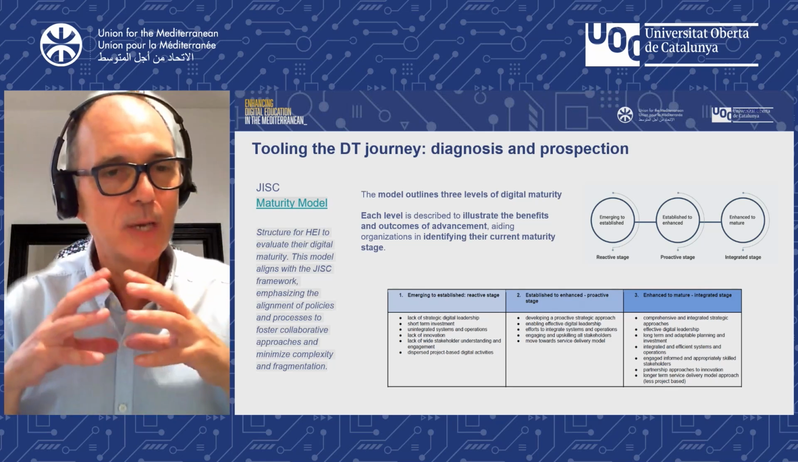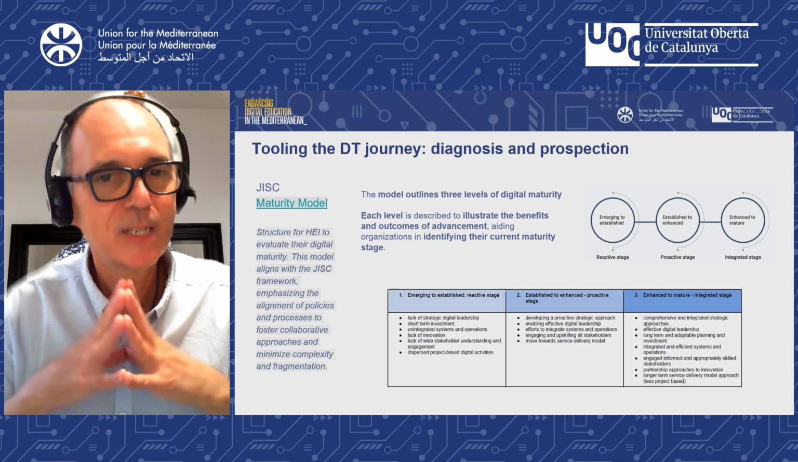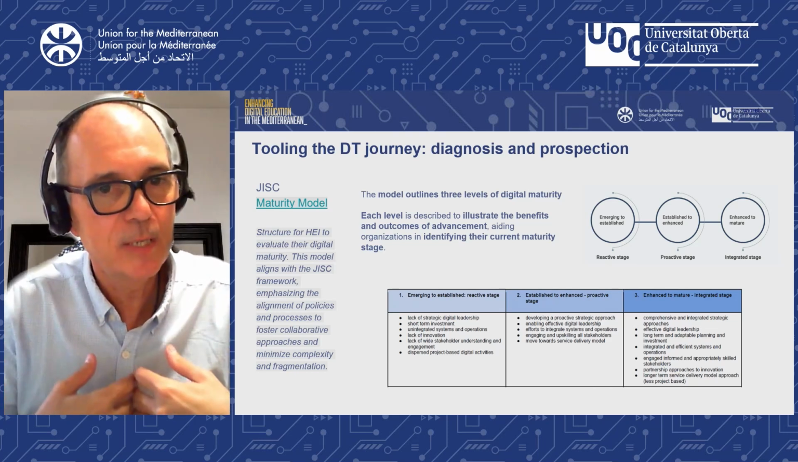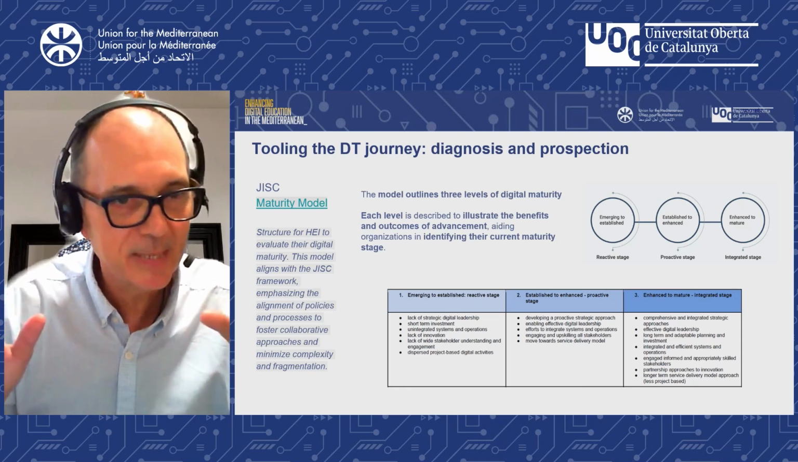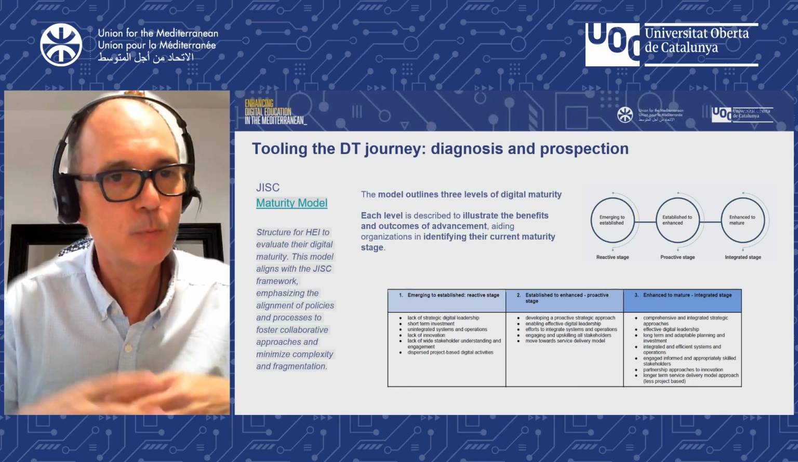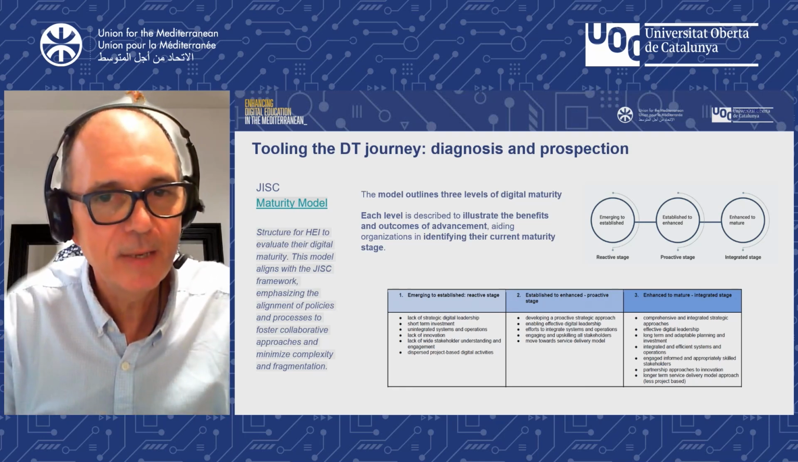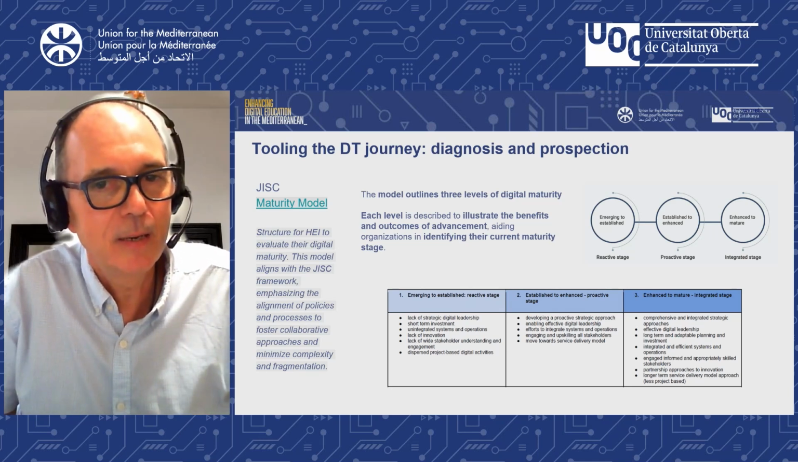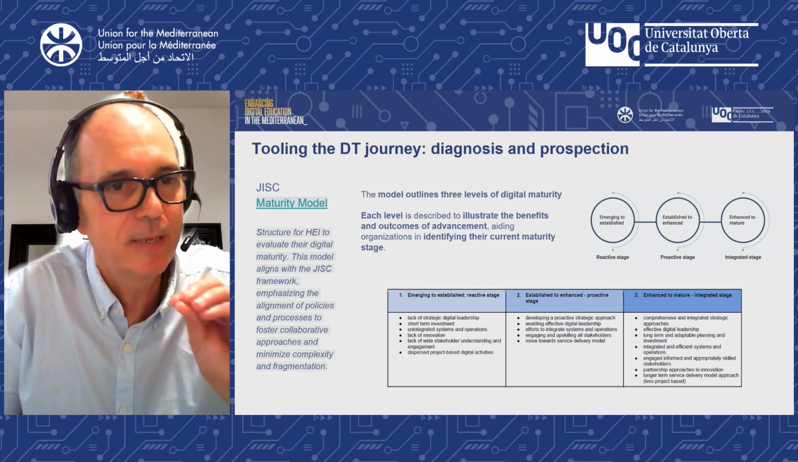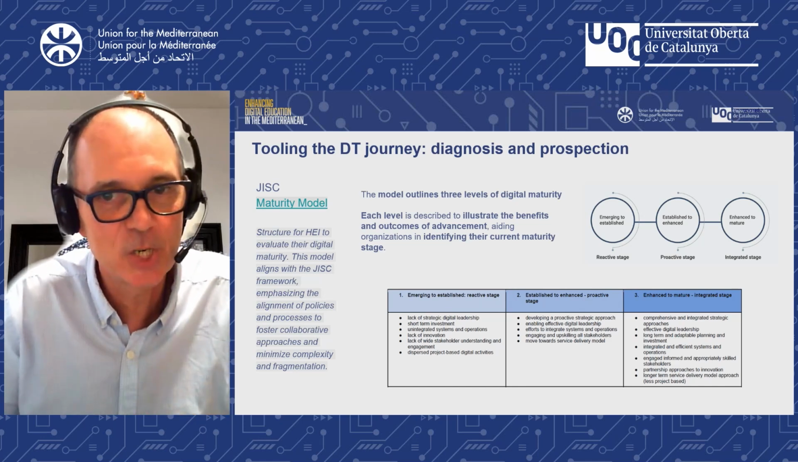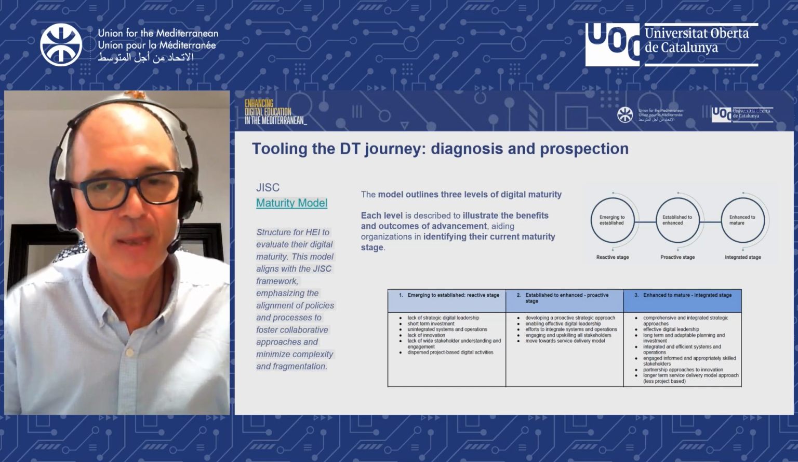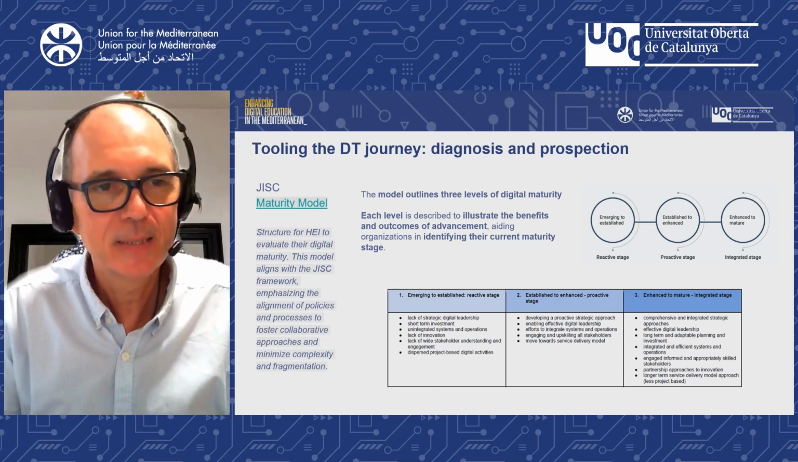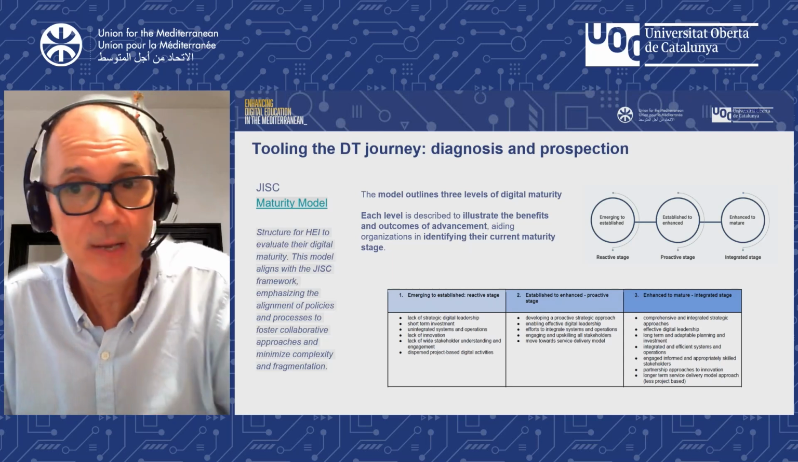So together with the framework, there's a model, what they call the maturity model, that outlines 3 levels of digital maturity within our institution. I go through all these aspects, analyzing them within the institution. These 3 levels describe and illustrate the benefits and outcomes of advancing, aiding organizations to identify their current maturity stage. So we have 3 stages that help us situate where we are, and of course then take a decision on where I want to go.